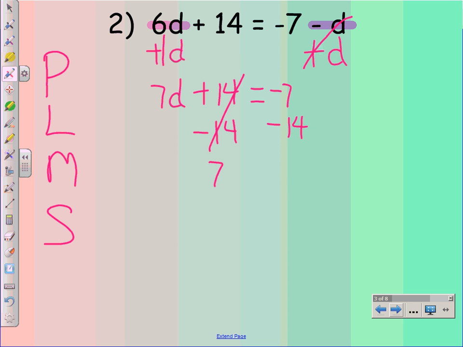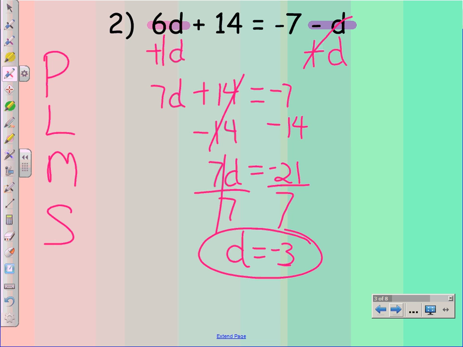That's going to go away. 7D equals what? Negative 21 divided by 7. D is equal to negative 3. And once again, if you went back in and substituted, then you would see that both sides of the equation are satisfied. Let's go ahead and do that.